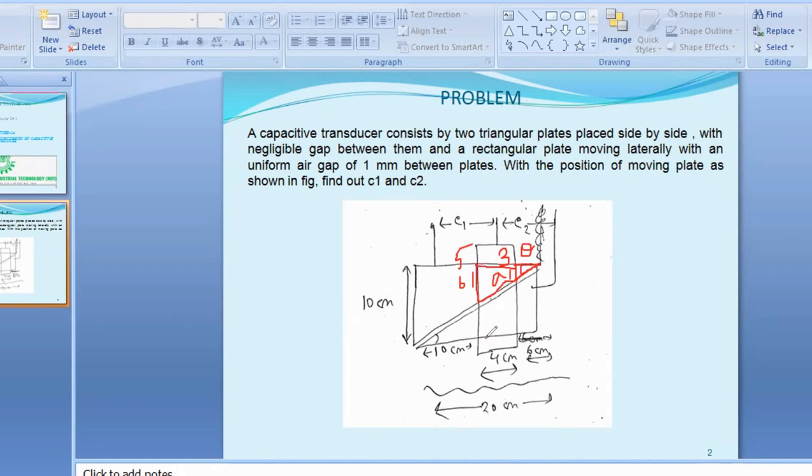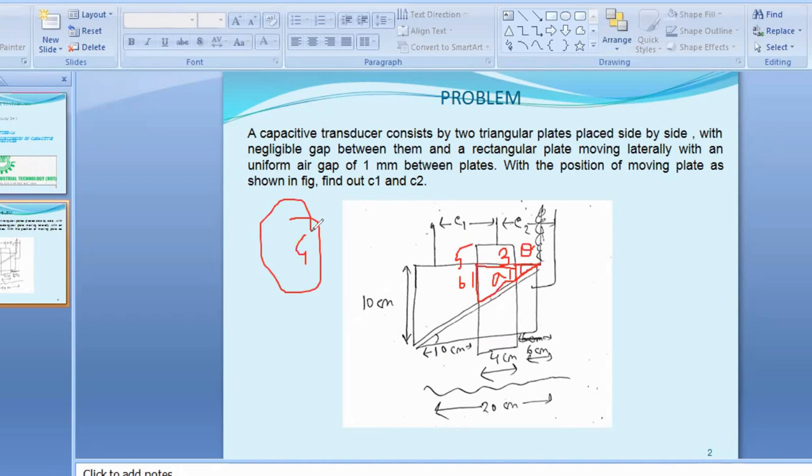Thus you can also calculate the value of C1. This is a very important problem. Thus you can calculate for maybe a triangular plate, maybe any plate, two parallel plates, triangular, maybe rectangular, whatever. This idea you have to apply in this way. This type of problem you will face in the examination. That's why I have chosen this one.